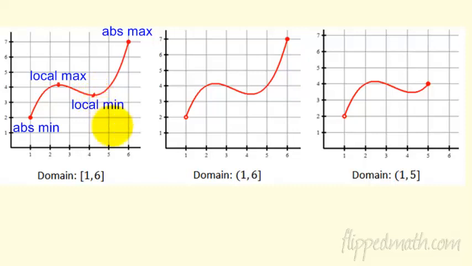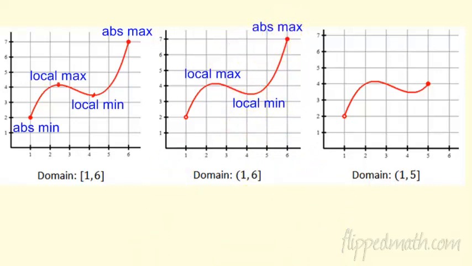Excellent. So what happens when I change my domain? This was inclusive. Now one side is not inclusive. What do I have here? Nothingness. What is the rest of this? Well, the rest of this is still the same. I still have that local max. I still have that local min. And I still have an absolute max up here.